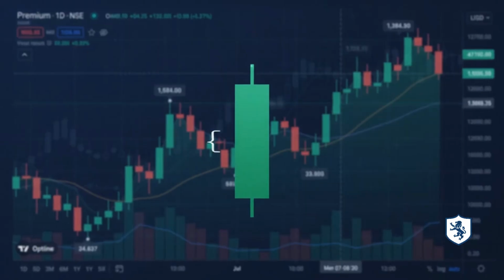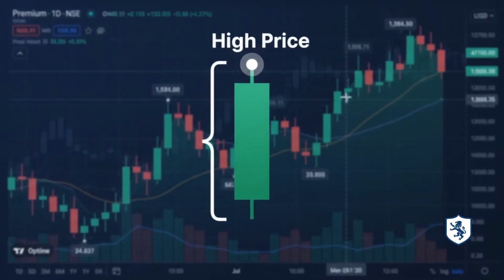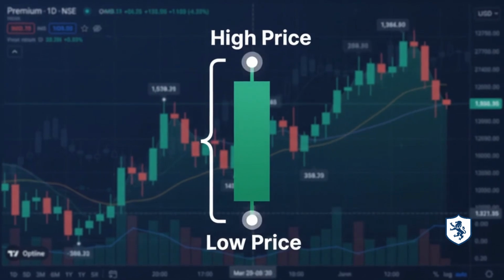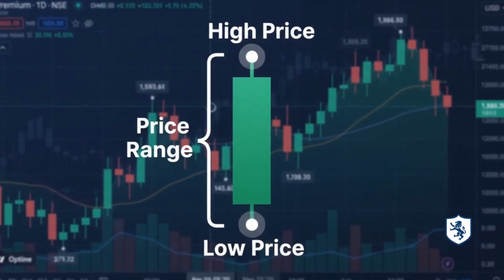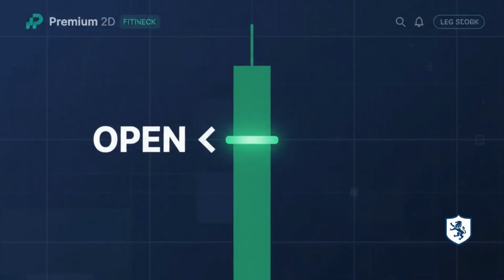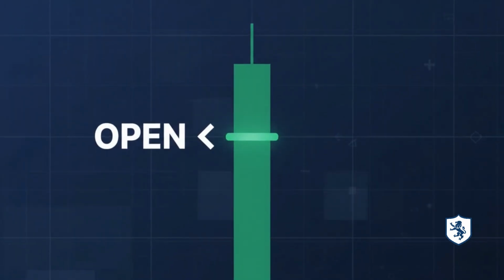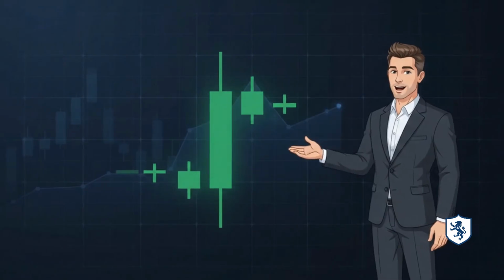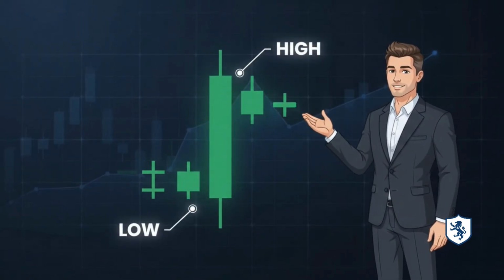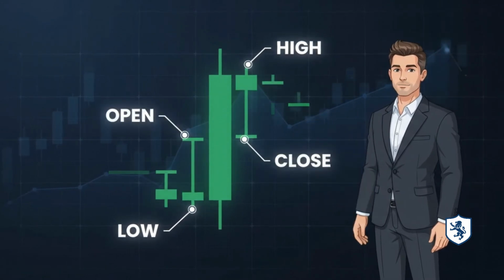The highest point on the bar represents the high price of the financial asset, and the lowest point represents the low price. The distance between these 2 points is the price range. A tick to the left represents the opening price, and a tick to the right represents the closing price. The vertical line, together with the left and right ticks, is referred to as the bar.